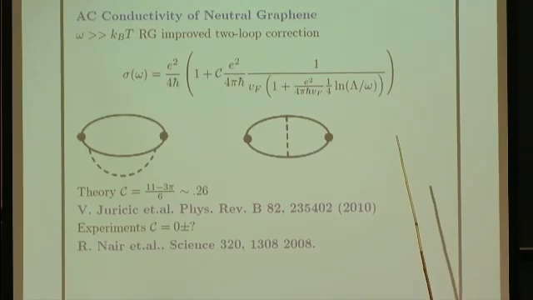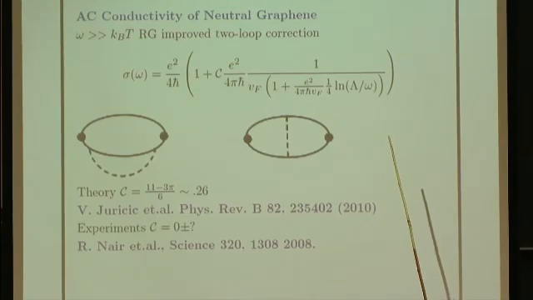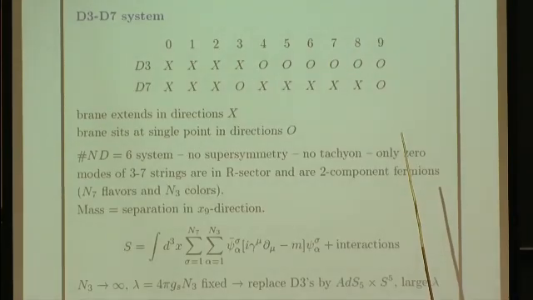So the 1 over n expansion actually describes this fairly well, and the 1 over n corrections are probably small enough that they'd fit in the experimental thing. It's just that it's not a really reliable expansion. So let me go in a different direction.